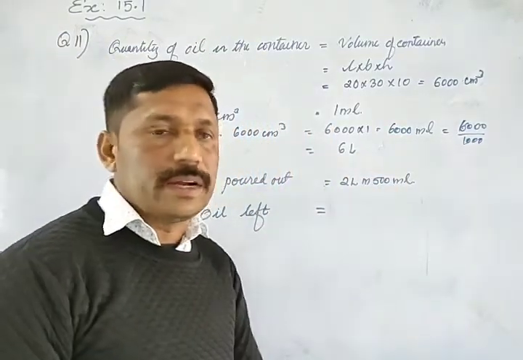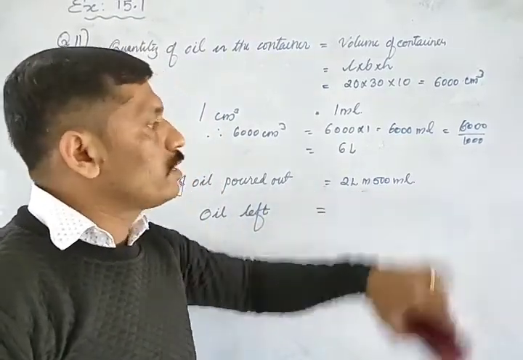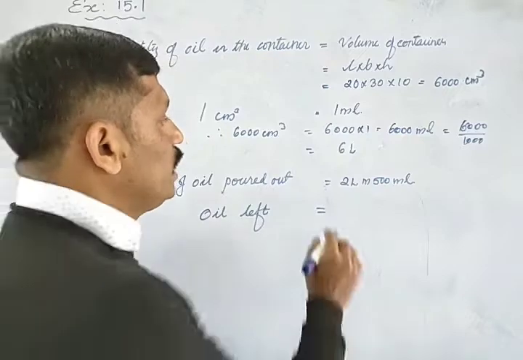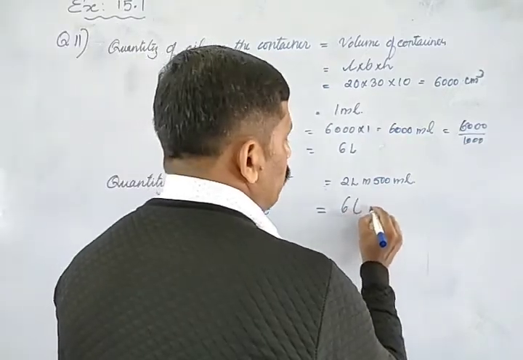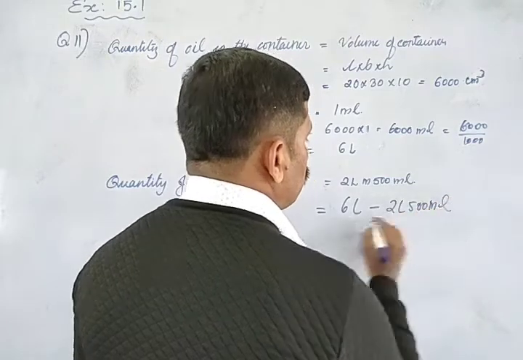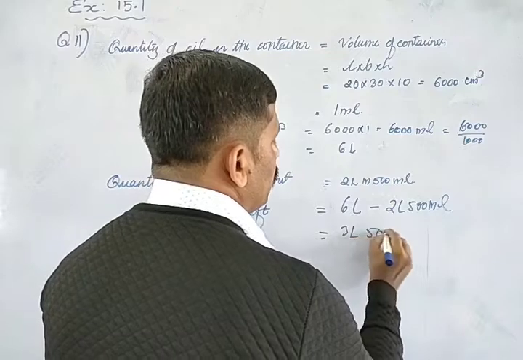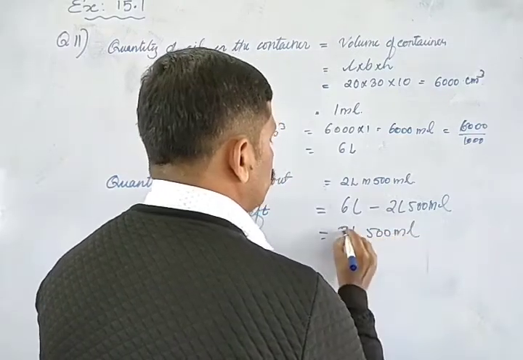From that, how much have we taken out? 2 liter 500 milliliter taken out. Then how much oil is left? 6 liter minus 2 liter 500 milliliter. That is equal to 3 liter 500 milliliter of oil left in the container.